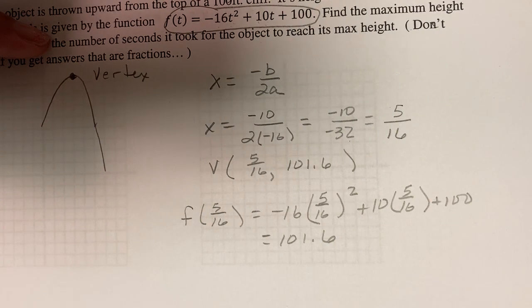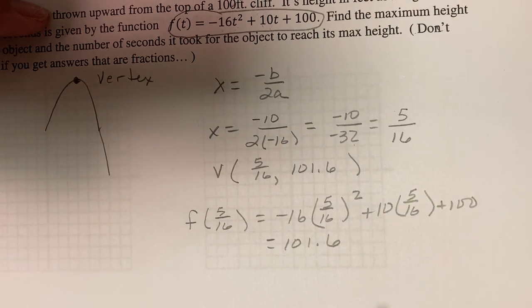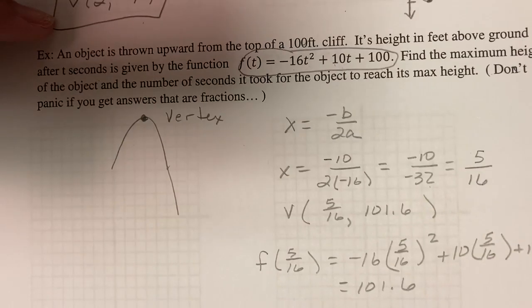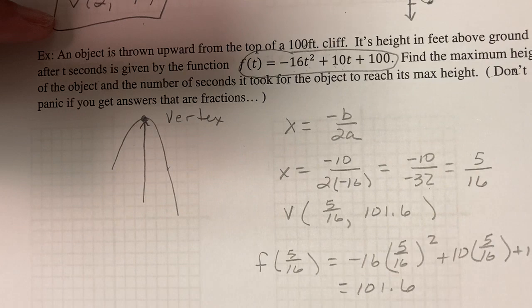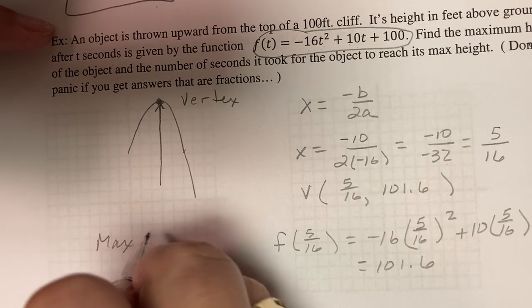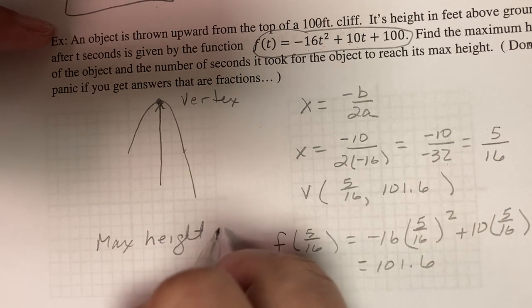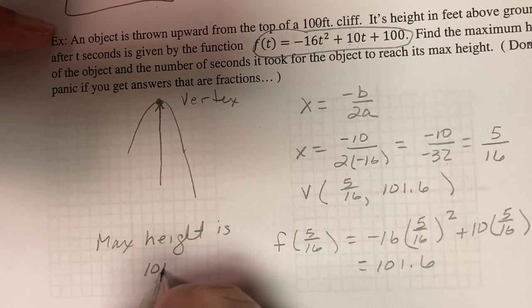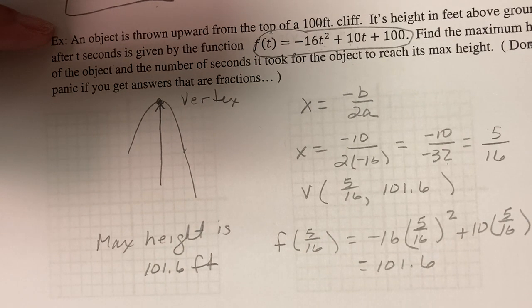So we have two questions to answer here. The first one is, what is the maximum height? Well, do you see, the height we're talking about would be the y of the vertex. So the maximum height that that object reaches is 101.6 feet. So there's the answer to one question.